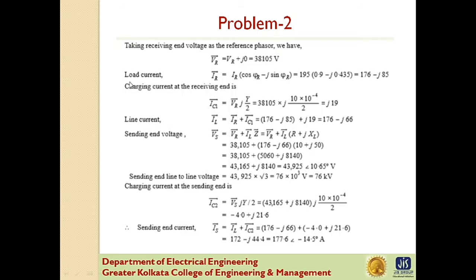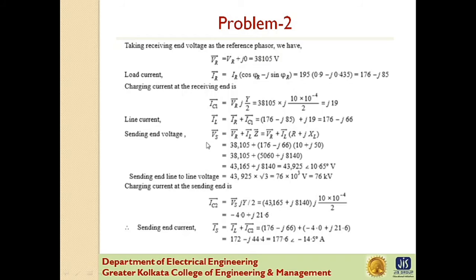Next, similarly, the charging current at the receiving end, IC1, equals VR J Y by 2. Put the value of VR and Y, we get IC1 is J19. And what is line current? Line current is the receiving end current, load current IR, plus current through the capacitance at the load end. So by putting the value of IR and IC1, the final line current is 176 minus J66.